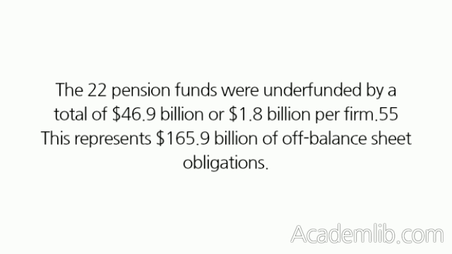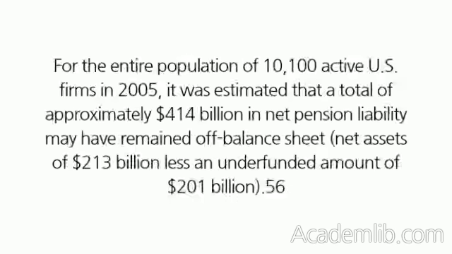This represents $165.9 billion of off-balance sheet obligations. For the entire population of 10,100 active U.S. firms in 2005, it was estimated that a total of approximately $414 billion in net pension liability may have remained off balance sheet, net assets of $213 billion less an underfunded amount of $201 billion.